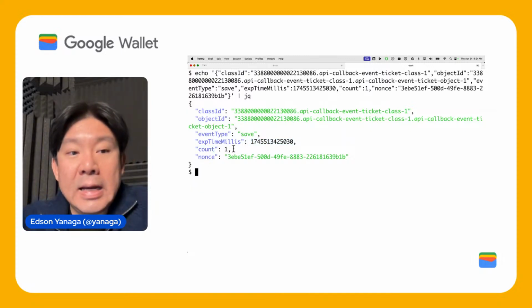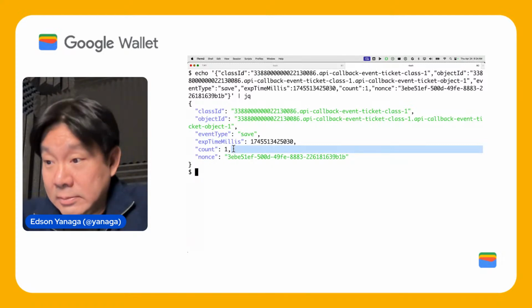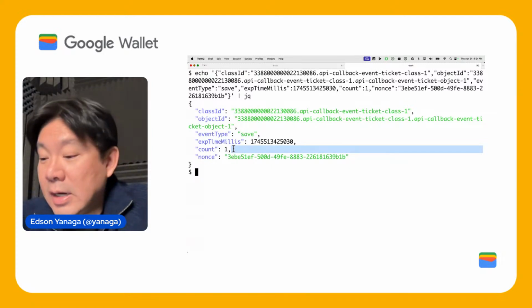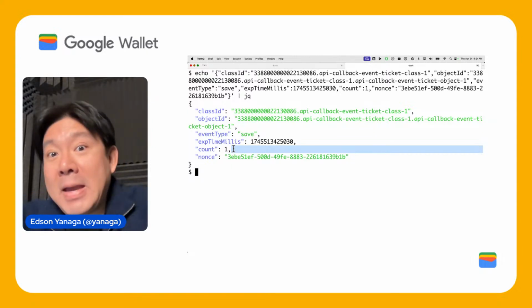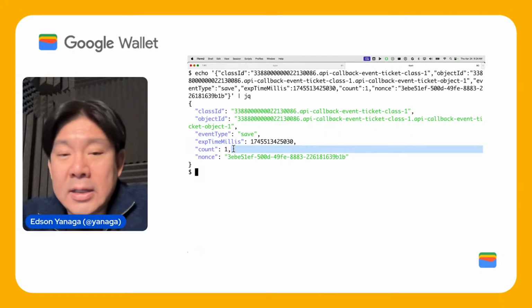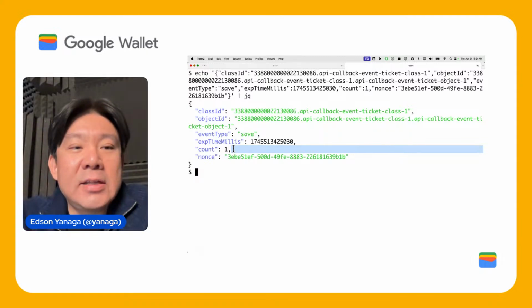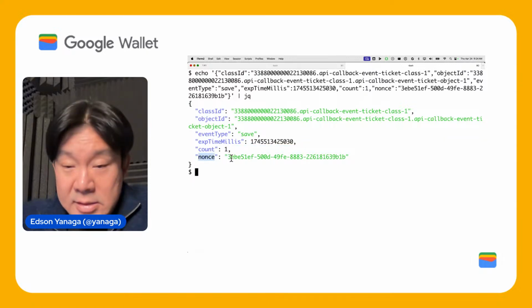Count. I've tried multiple different times, but count is always 1. I don't know if there's a way for someone to add multiple passes at once with the same object ID, but I suppose it's only 1, and that's what I'm using because I've never seen a number greater than 1. And here we have the nonce.